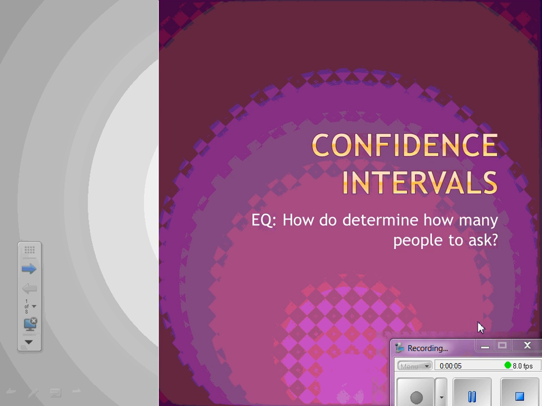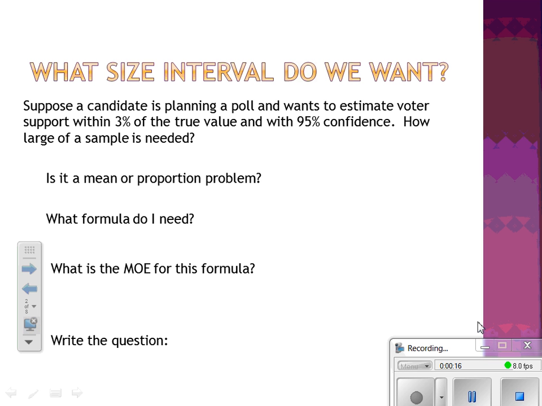Okay, we'll take a look at confidence intervals a little bit differently. Maybe we know some certain information, but we don't know how many people we should ask or how many subjects to study. So as we're looking at this information, maybe we start to figure out what size of interval we need. How many people do we need to talk to?